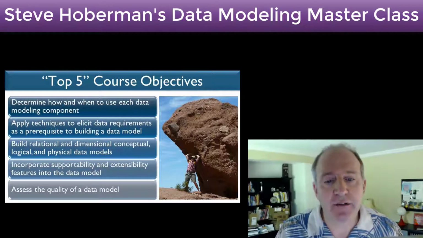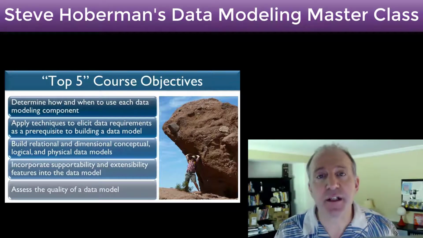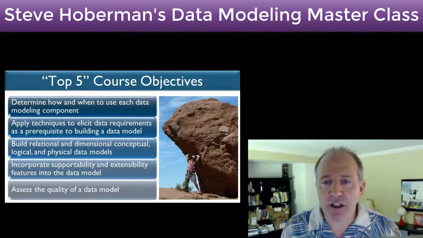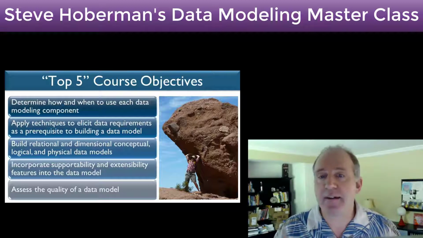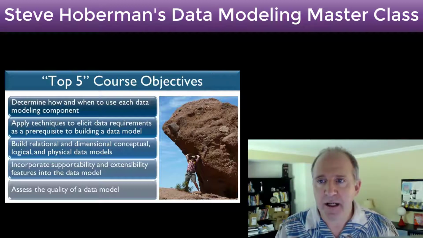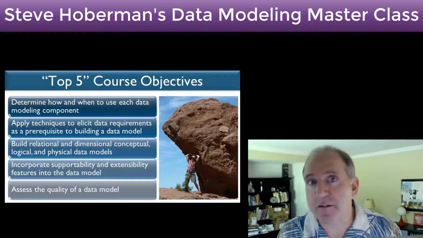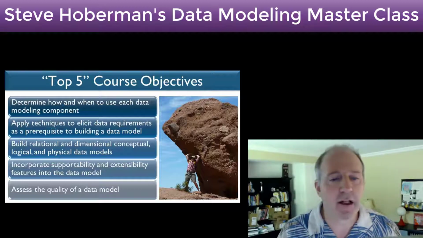The fourth objective is to incorporate supportability and extensibility features into the data model. So once we create the data model, how do we ensure those that come after us can use the model and it makes their lives better, and they could extend the model and improve future projects? And we'll talk about a number of techniques like abstraction and naming standards that all help with supportability.